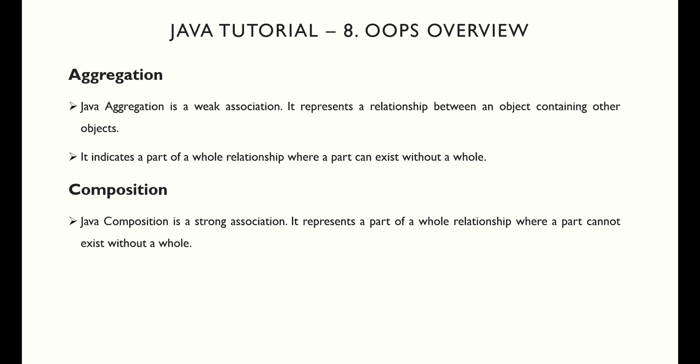Composition. Java composition is a strong association. It represents a part of a whole relationship where part cannot exist without a whole. Without the existence of one object, there is no chance of another object surviving. For real world example, consider engine and vehicle. Engine cannot exist independently without vehicle.